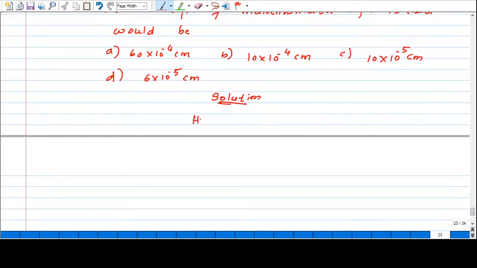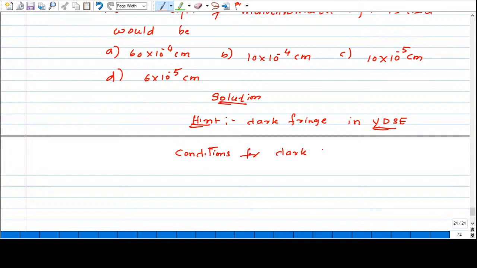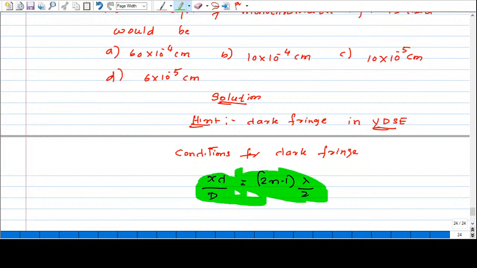So he has given dark fringe. See in the question, the hint is he has given us dark fringe. So that too in YDSE experiment, dark fringe in YDSE experiment. So you know very well what is the formula for dark fringe wavelength. So conditions for dark fringe, already I given a formula, xd by D is equal to 2n minus 1 into lambda by 2. This is the condition for dark fringe in YDSE experiment. Please note down this formula again. It's very, very important.